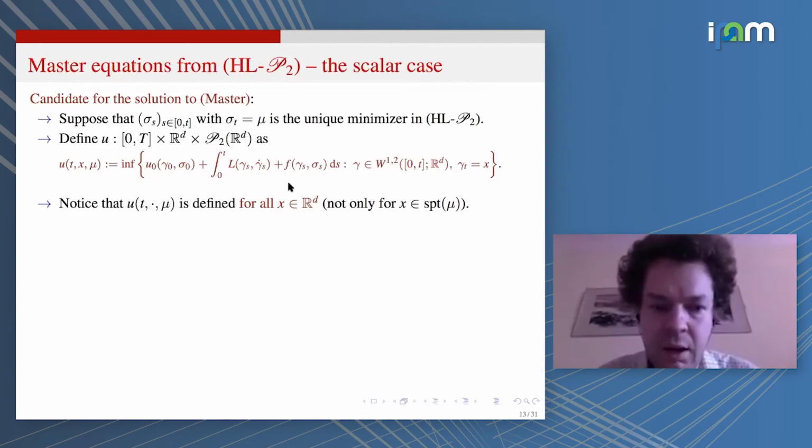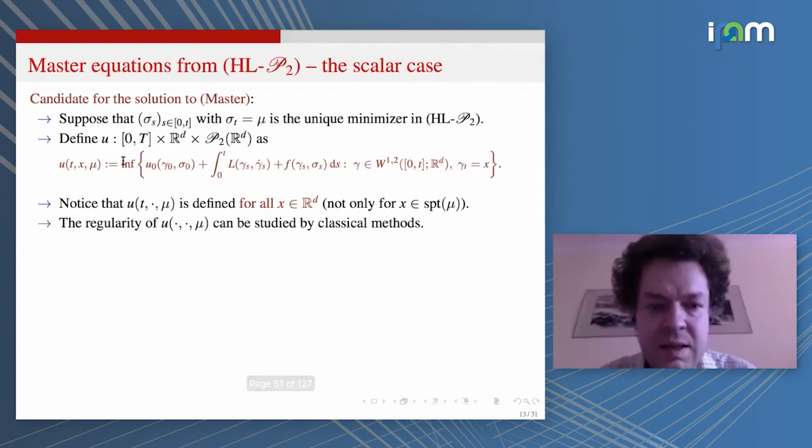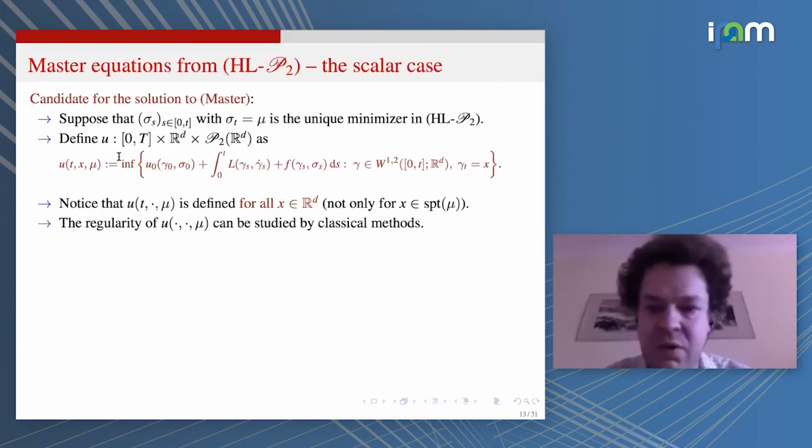And this is always defined everywhere. So here you see that I am not taking only points x in the support of mu, but I am taking generic points x. Okay, and since this is a finite dimensional optimal control problem, the regularity in time and the space variables are straightforward. So we can study using classical theory.